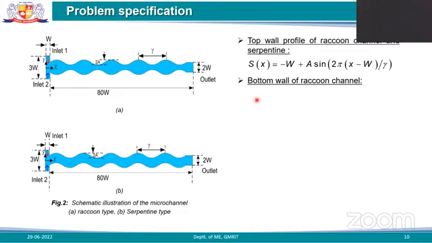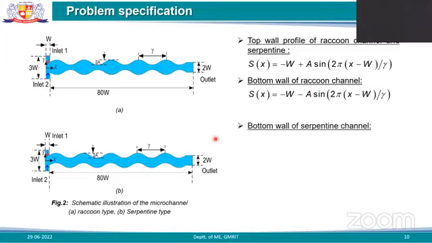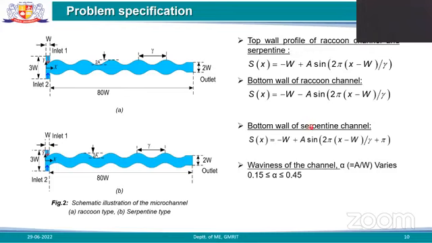The bottom wall is just the opposite of the other one. The bottom wall for the Dacon channel can be defined by this equation, and the bottom wall of the serpentine channel by this equation. We can see that both are the same. Here it is negative and here it is positive, because the profile is the same but in the opposite direction. The waviness, which has dimensions, is made dimensionless by dividing by W, the width of the inlet section, and is denoted by alpha. In this study it varies from 0.155 to 0.455. It is not that we took some random data; after some numerical studies and with help from the literature, we took this data and varied it in this range.